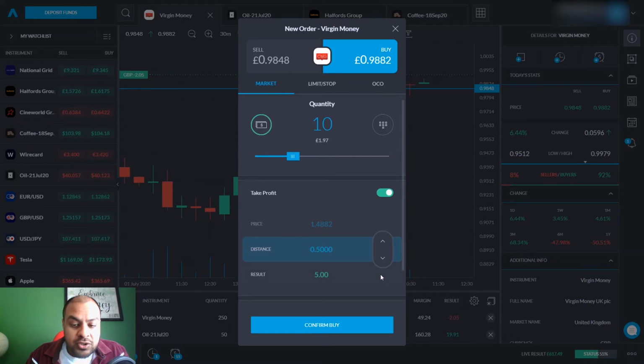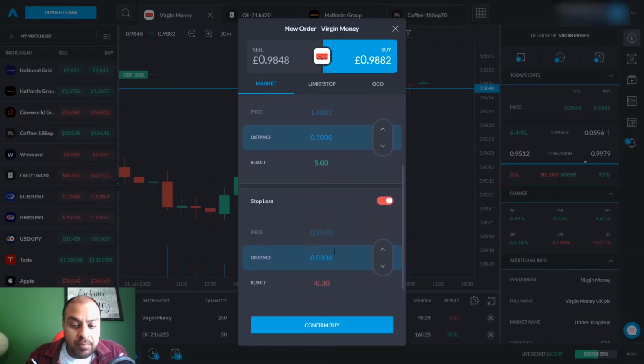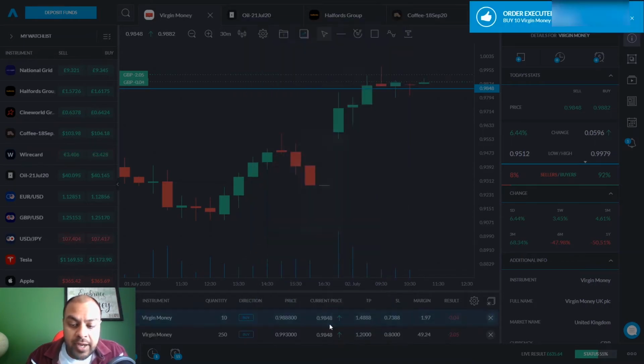Another thing I'll always do to manage risk is put a stop loss. So my stop loss is if it goes down by 25p, okay, I'm going to get out. So it's going to give me a total loss of minus £2.50. Okay, and then all you have to do once you've set those parameters, confirm buy.